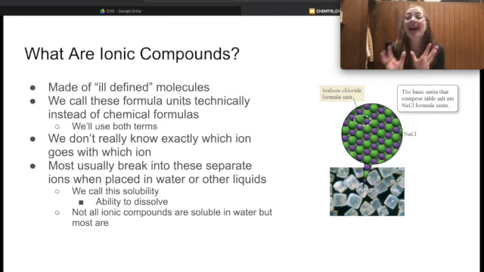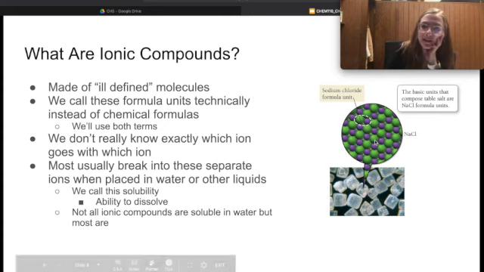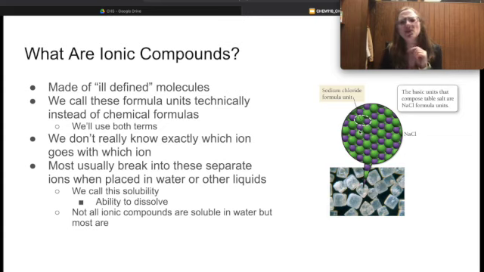What we have are lots and lots of the same ions in a repeating pattern together. We can't really tell which sodium goes with which chlorine. This chlorine could be a partner with any one of those 4 sodiums around it, so we don't know which ion goes with which ion. That's what I mean when I say it's an ill-defined molecule. It's not a specific set of atoms hooked together in a specific manner. There are just lots of ions arranged in a repeating pattern.